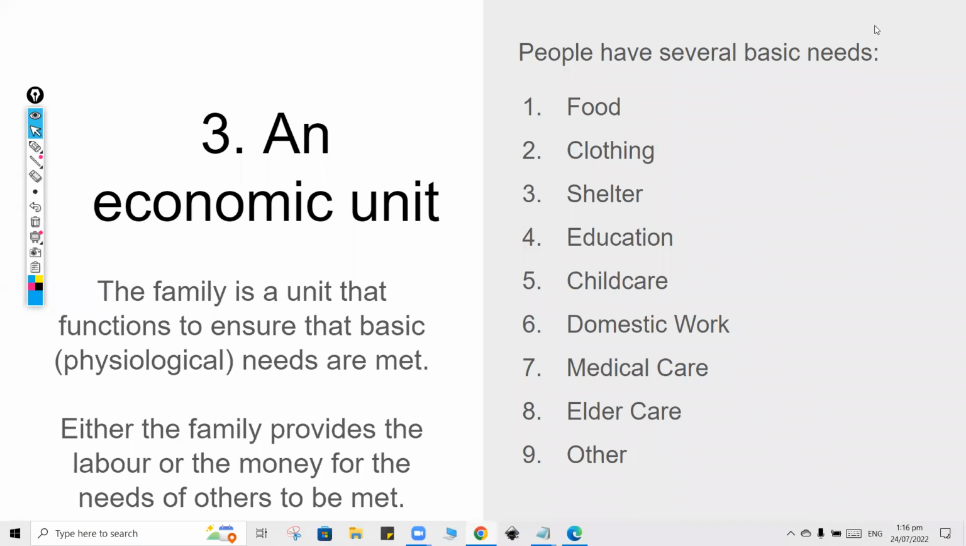And I left number 9 open, other, in case you all had any other ideas that you wanted to suggest. Anything else we need to pay for that we didn't account for?